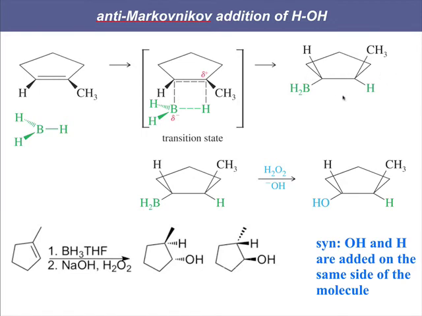So our intermediate, where we have the BH2 on one carbon and the H on the other carbon, those are adding to the same face. In this case, they're both adding to the bottom face. Then in the second step, when we do this H2O2 and hydroxide step, we are replacing the boron with that OH. It's a replacement reaction.